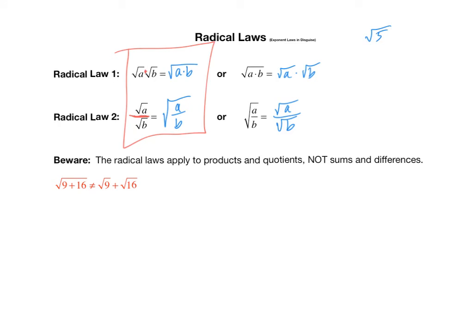So for example, you could not take the square root of the sum of 9 and 16 and break that up into the square root of 9 and the square root of 16. Because technically 9 plus 16 is 25, and the square root of 25 is 5. But over here, the square root of 9 is 3, the square root of 16 is 4, and 3 plus 4 is 7. Those clearly are not equal to each other. All right, so the radical laws, just like the exponent laws, apply only to products and quotients, not to sums and differences. Let's now take a look at a couple of examples where we can apply these radical laws.